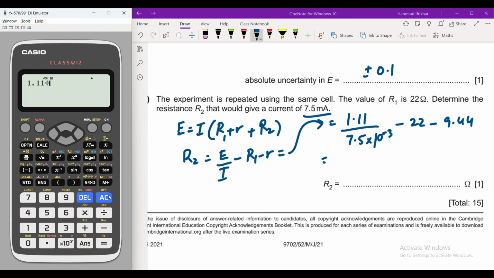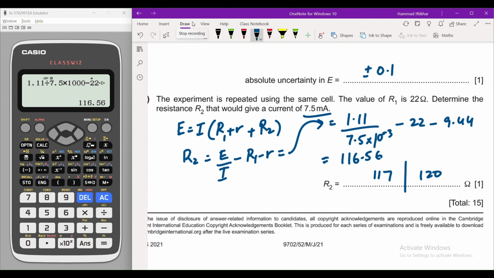So 1.11 divided by 7.5 times 1000, minus 22, minus 9.44. That comes out to be 116.56, or just simply 170 ohms. You could also round it up to 120. All right, so that's the end of this paper. See you in the next paper. Bye bye.